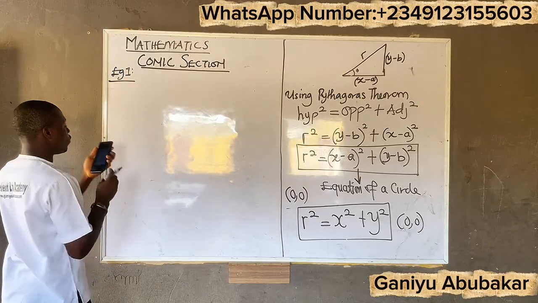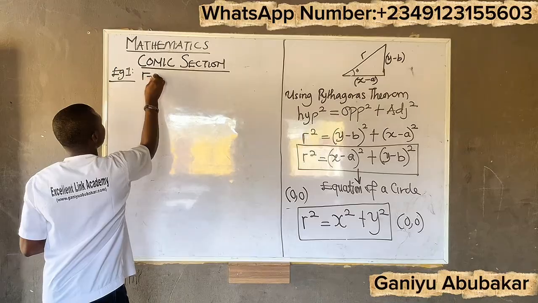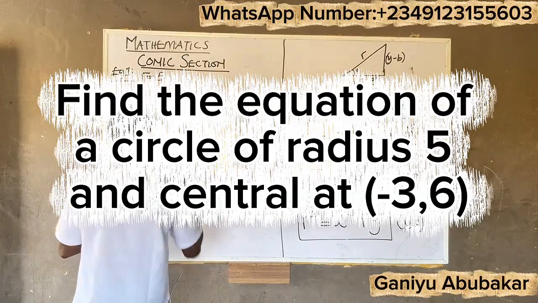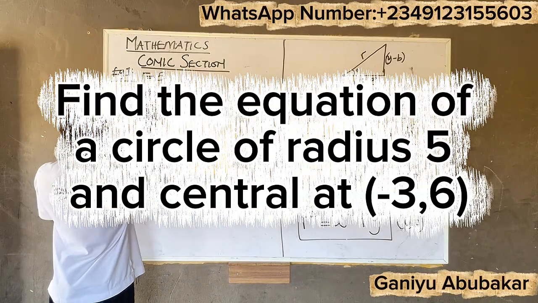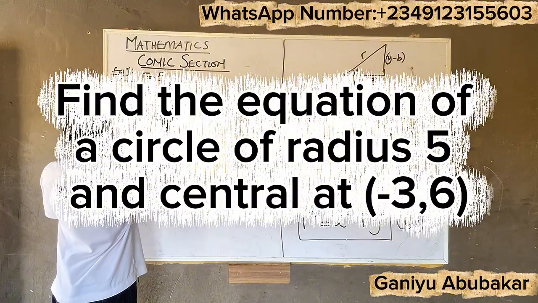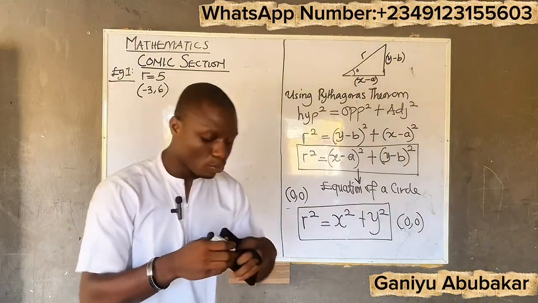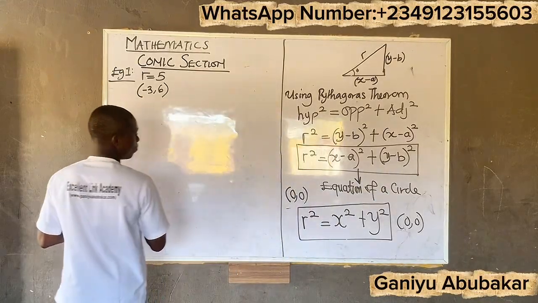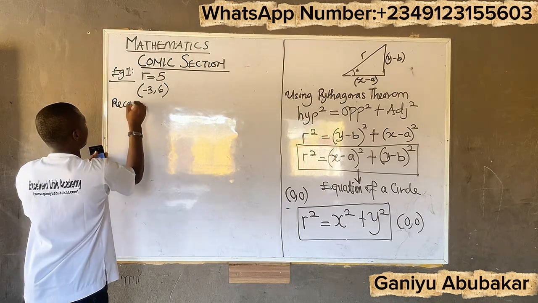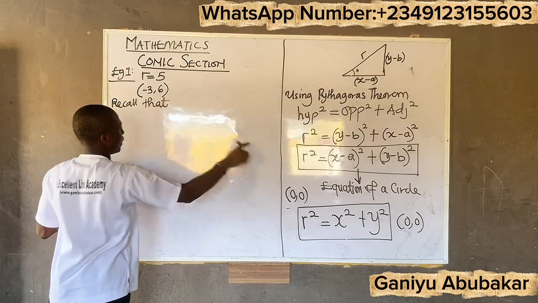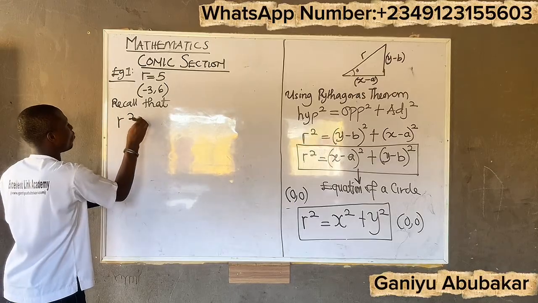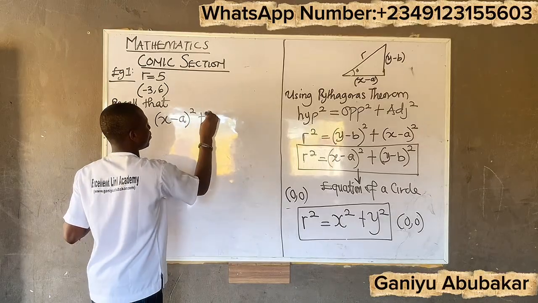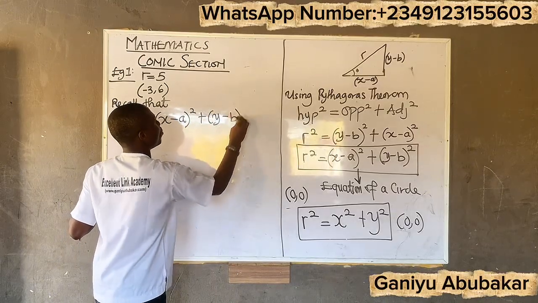it says find the equation of a circle of radius. So r is given to be 5 in this question, and the center point is given as minus 3, 6, right? So when we have a center point, you use this expression. Recall that we just established earlier that this gives you r squared equals x minus a all squared plus y minus b all squared.